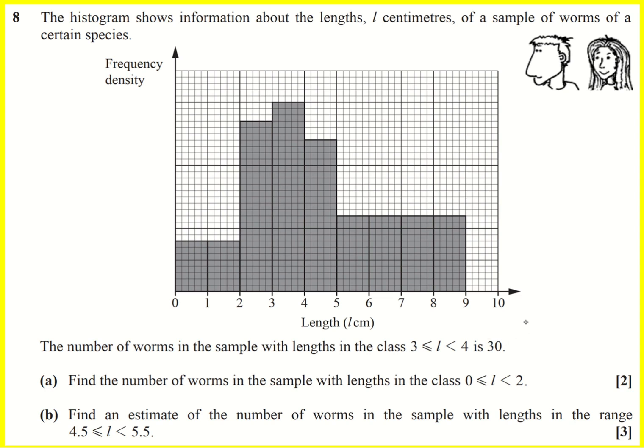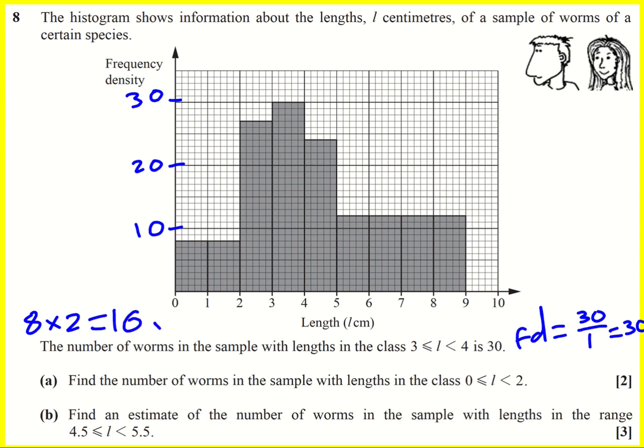So I've got the frequency, and therefore the frequency density is equal to 30 divided by the class width, which in this case is just 1. So actually the frequency density is 30 from 3 to 4, so I can label that as 30. It's then quite quick to label the rest of the graph. I'm just going to go up in tens, but you can see this would be 8. And that is enough to find the number of worms. To get the frequency, it's going to be the frequency density times the width. So it's going to be 8 times 2, 16 worms.